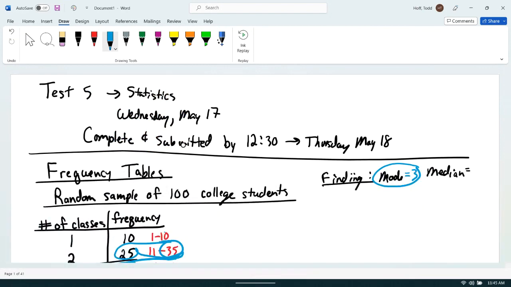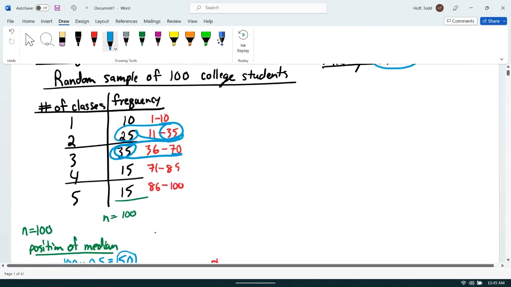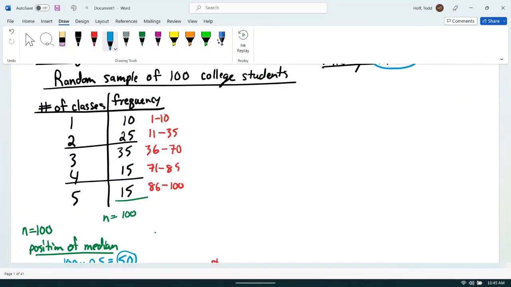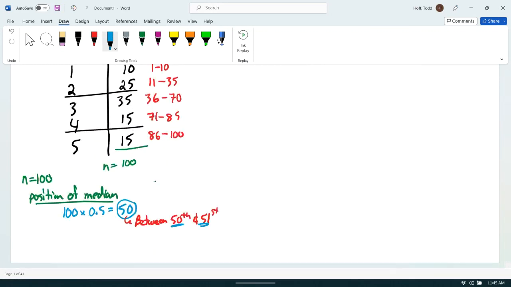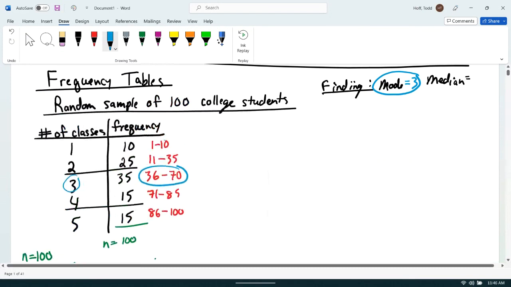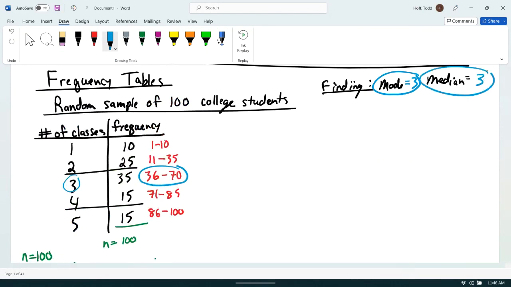All I'm saying is if I were to list these out individually, all 100 numbers, the first 10 would be ones, the next 25, or 11 through 35, would be twos, the next 35, or 36 through 70, would be threes. Well, we want the 50th and 51st. Those are both in the 36 through 70 range. So 3 is also the median. The middle number here would be a 3.